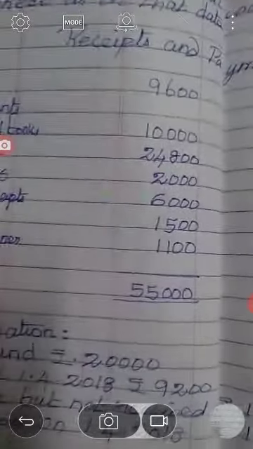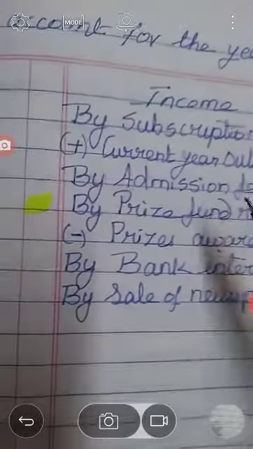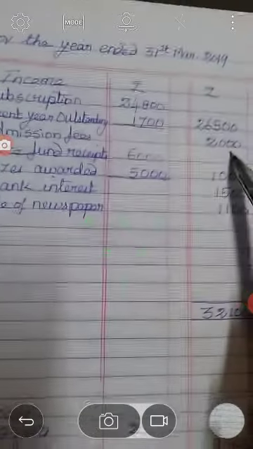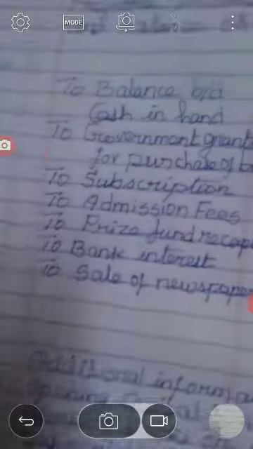The next one, admission fees 2,000. It should be shown on the income side: by admission fees 2,000.